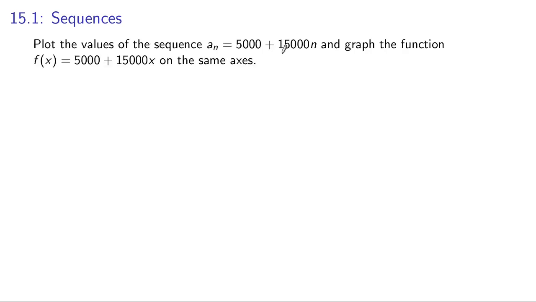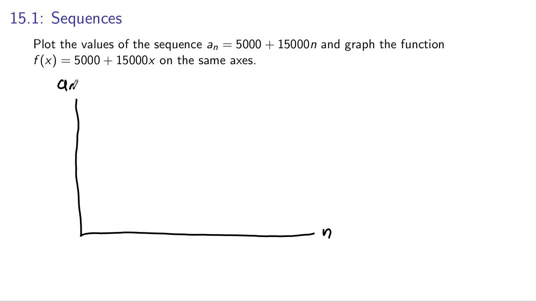Plot the values of the sequence a sub n. This is a similar sequence to what we just saw, although it starts at 5,000, not 20,000. And then graph the function 5,000 plus 15,000x on the same axes. So here is n, and here is either a sub n or f of n.